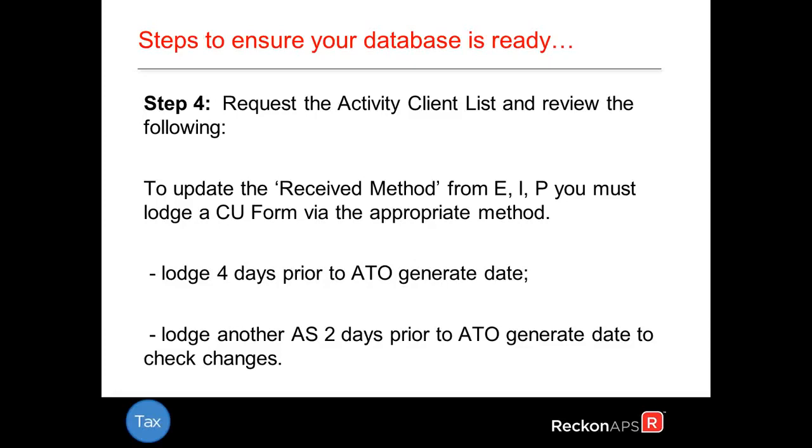Okay, so we would suggest that you lodge the request for the AS report approximately 4 days prior to the ATO generate date, and then lodge another activity statement client list 2 days prior to the ATO date to make sure that those changes have gone through. Okay, and that's a good process to adopt. It basically ensures that when you do receive your AB and AI report, they are the most accurate they could possibly be. Because quite frankly, there's no point making those changes after you've received the AB and AI report, because you won't see the benefit of those until the following month or following quarter. Okay, so the earlier those changes are made, the better.